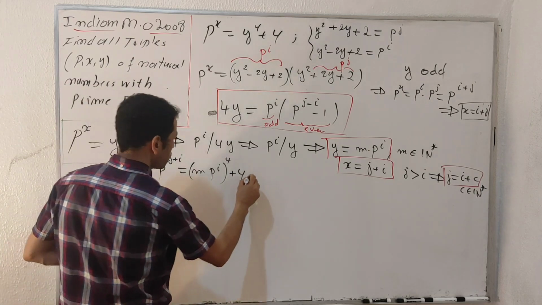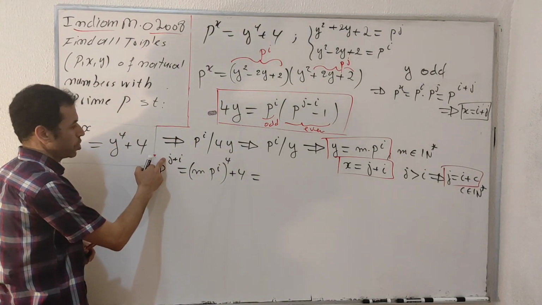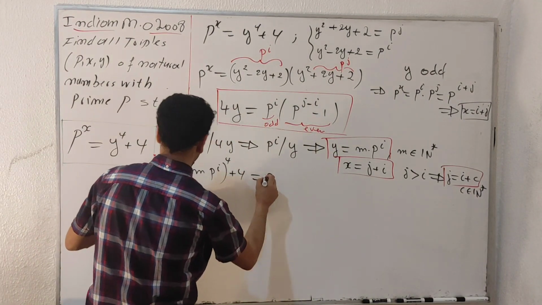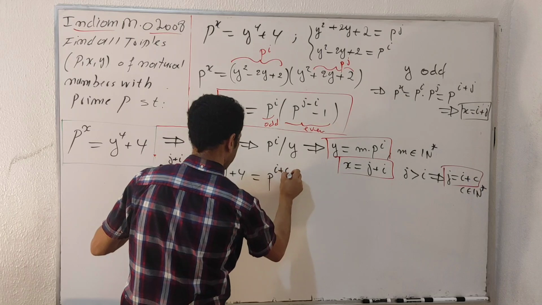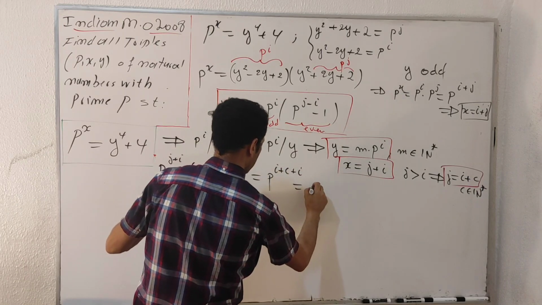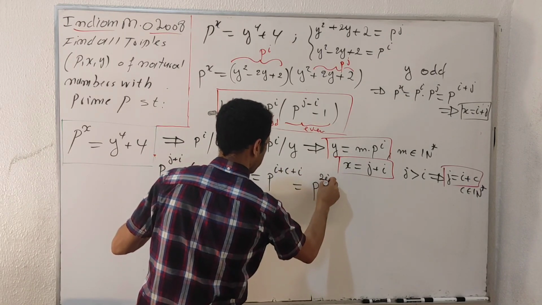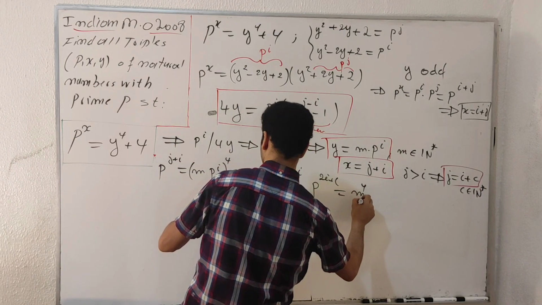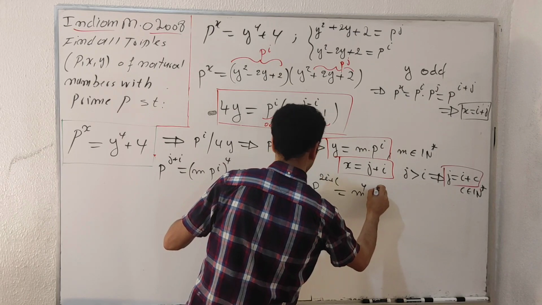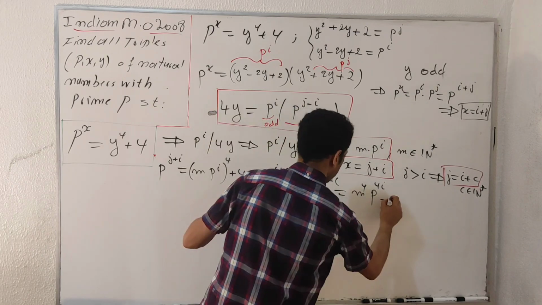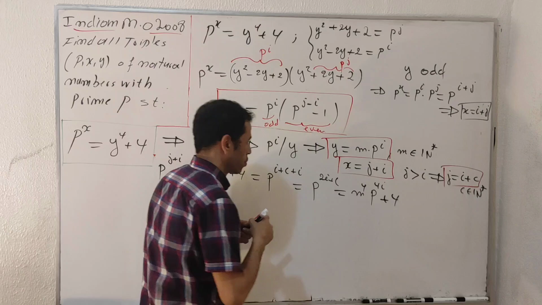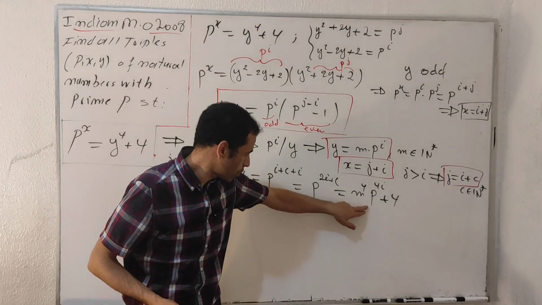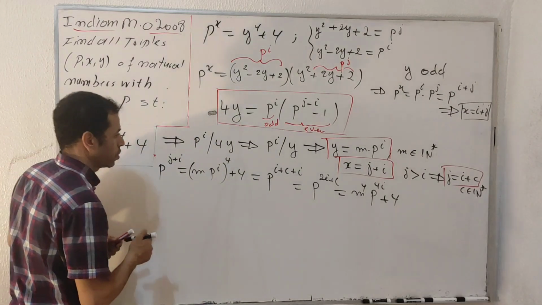Okay, so by replacing j with this fact, i plus c, I will have p to the i plus c plus i, which equals p to the 2i plus c, equals m to the 4th multiplied by p to the 4i, plus number 4. So I'm going to leave number 4 on the right hand side of this equation and move this term to the left hand side of this equation.